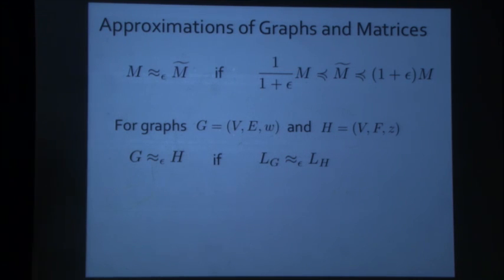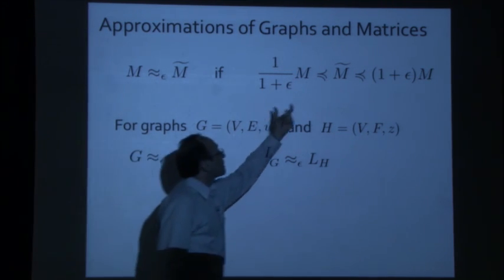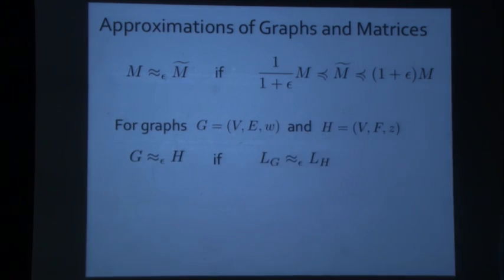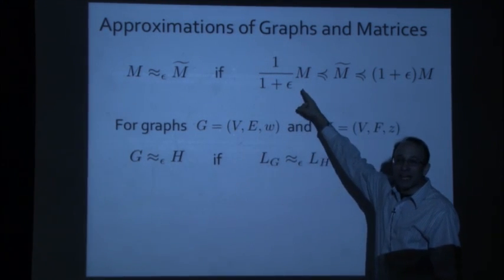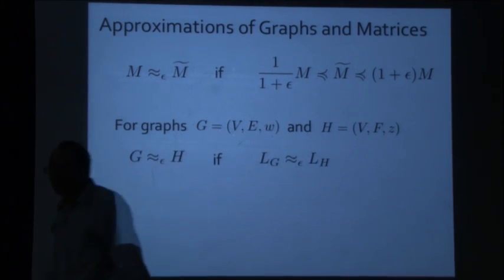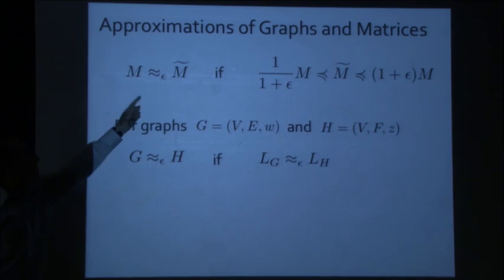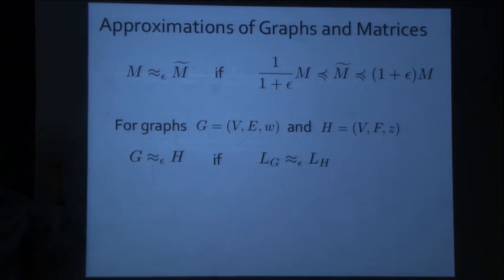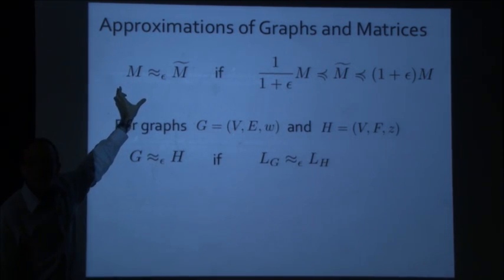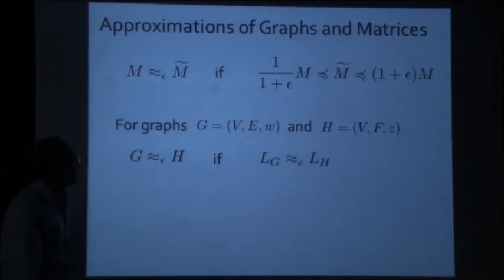This really just says that the value of the quadratic form in M tilde is always less than or equal to 1 plus epsilon times the value of the quadratic form in M, for every vector. And you might be wondering, why did I choose to write 1 over 1 plus epsilon here instead of 1 minus epsilon, which is my first instinct? This is the definition that makes the notation symmetric. I want to be able to reverse the roles and have the same definition. This is the right way to do it.